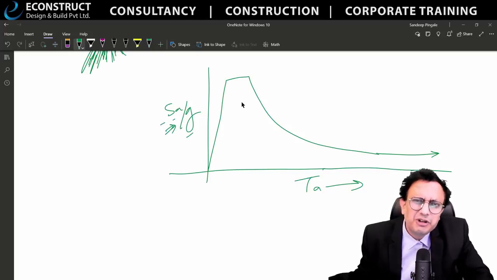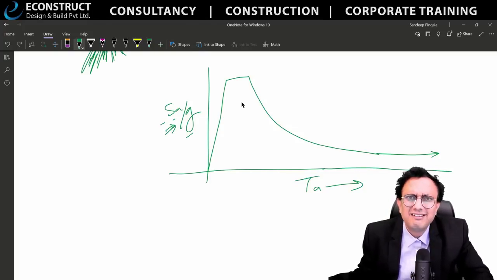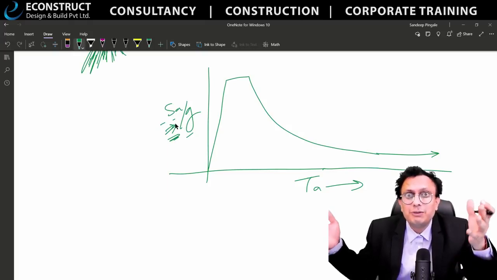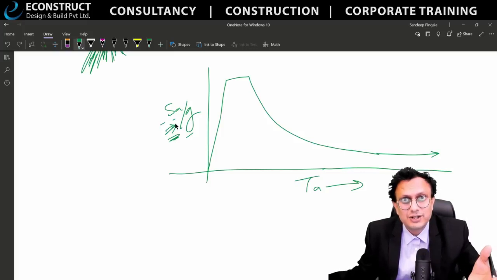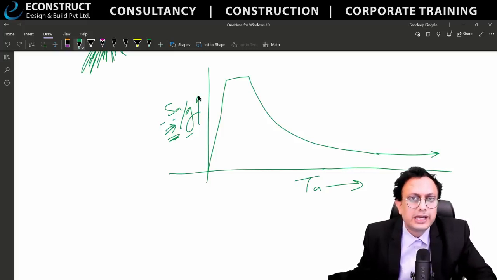Do you think that during the event of an earthquake, gravitational force is zero? Come on, impossible. Otherwise, all would be there in space. Gravitational force cannot be zero. But how much more is the gravity that is acting? That is actually Sa by g.